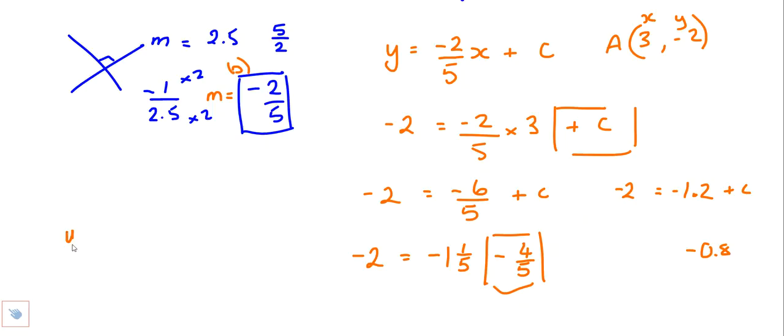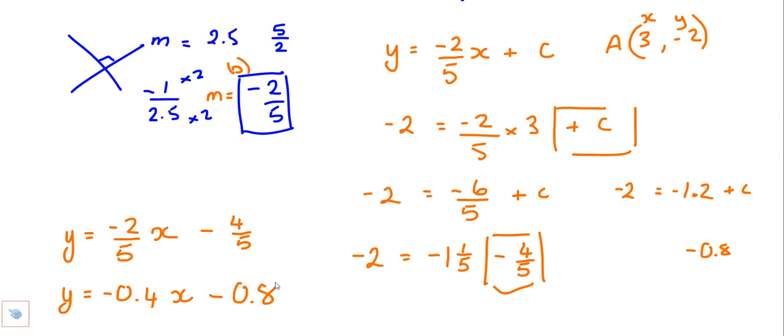So to finish that off, I would have y equals, that was the gradient of the line from part B, so minus 2 over 5 x, or if you were doing it as decimals, minus 0.4 x, and then it's either minus 4 over 5 or minus 0.8, depending on what you do. So that's your part C.